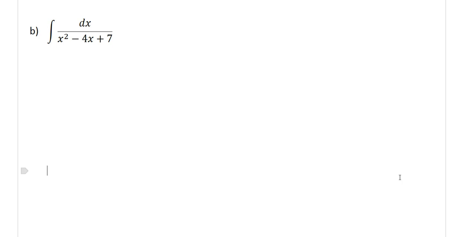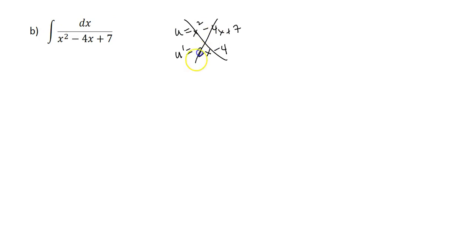Another technique that can be a little surprising is when you have to complete the square in order to get a trigonometric integral. So in this case, if I tried to let u be x squared minus 4x plus 7, if I'm looking for a u prime over u or something like that, I would have u prime equals 2x minus 4. And I definitely don't have the x I need, so this is not what we want to do. We're going to have to look at this from a different perspective.